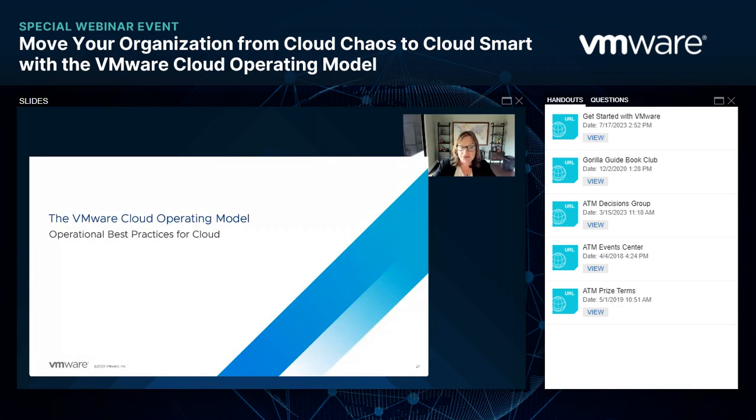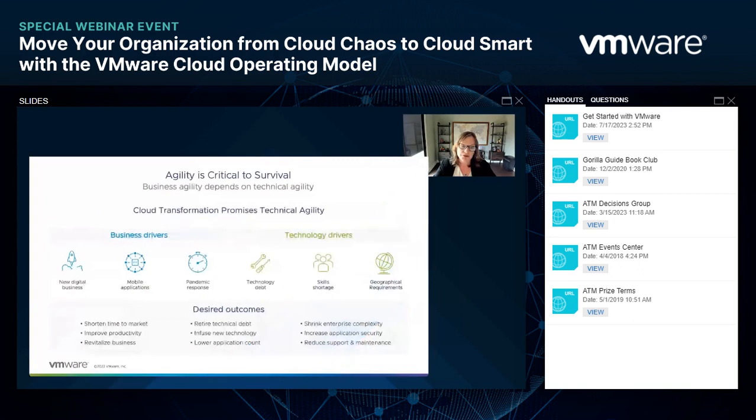Today, I'm going to specifically talk about the VMware Cloud Operating Model, which is our operational best practices for multi-cloud, which is mostly our ARIA portfolio of solutions, but also encompasses the other pillars. I'm going to touch on the consistent infrastructure with VMware Cloud a little bit, but I'm mostly going to focus on cloud management with ARIA.